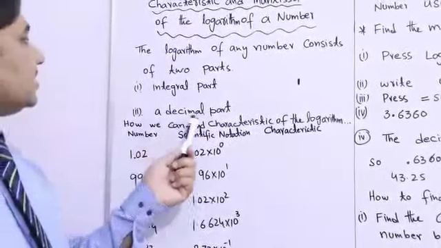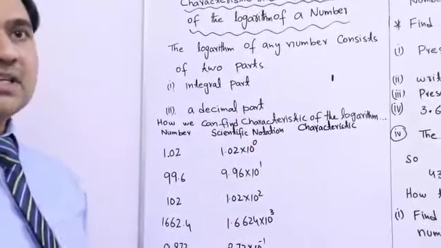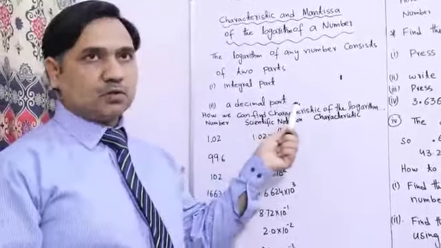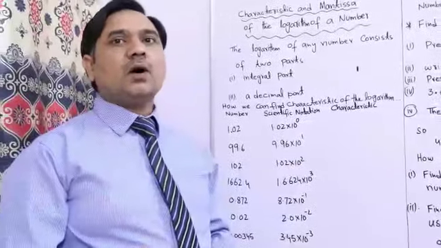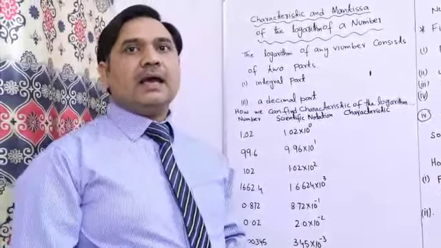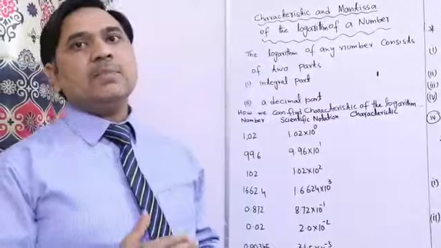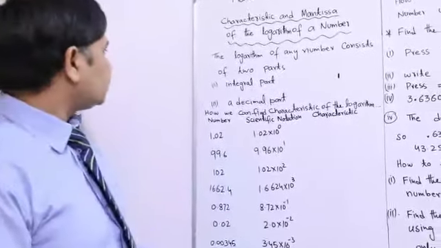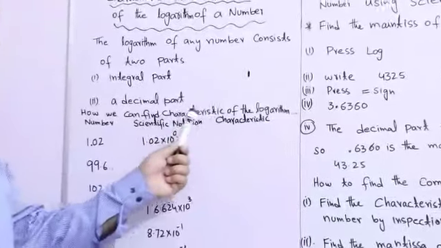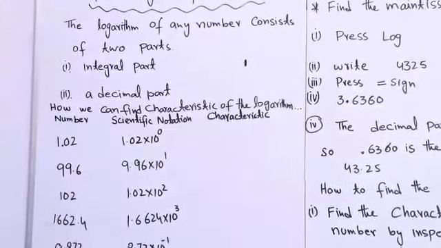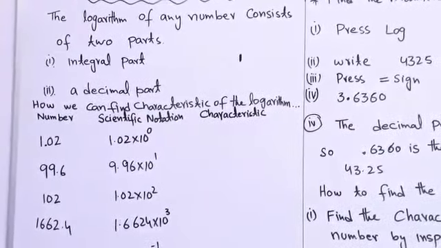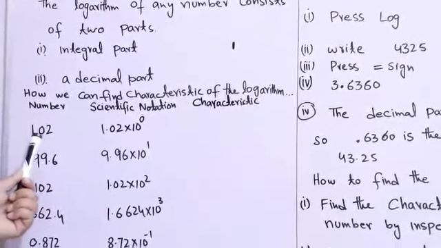Second, a decimal part, which is always positive. That is known as the mantissa. So the mantissa is always positive, and the characteristic can be negative or positive according to the number. How can we find the characteristic of the logarithm of a number? Let's see that. The first number is 1.02.